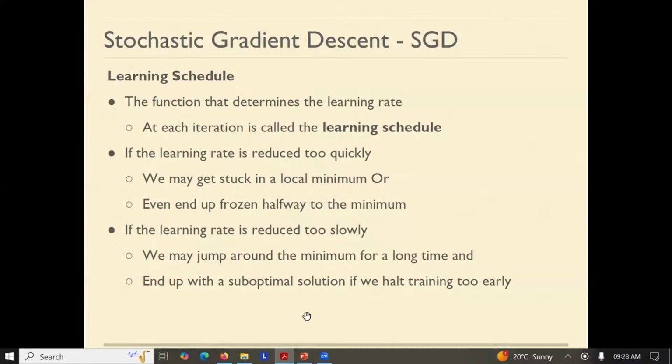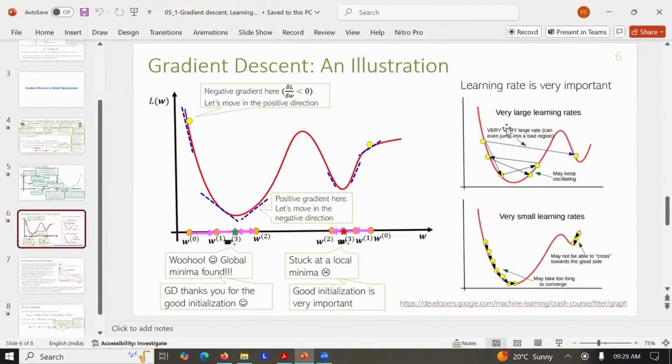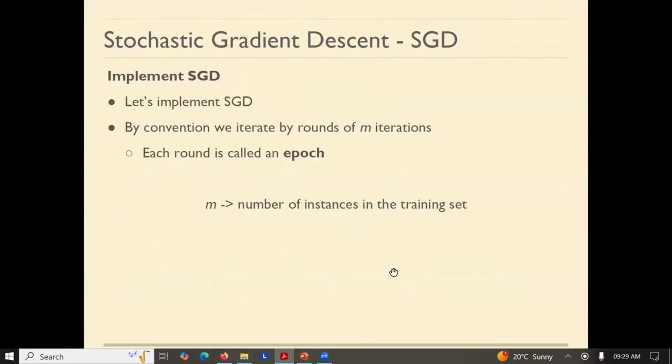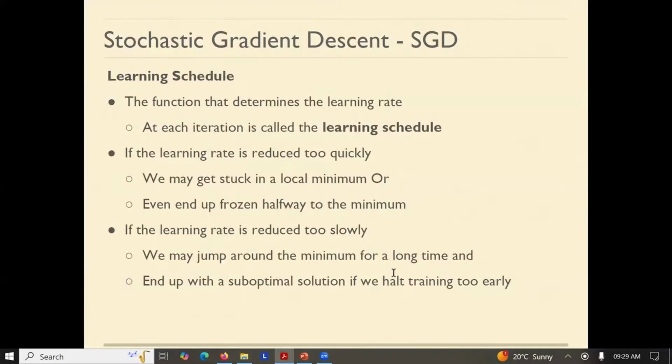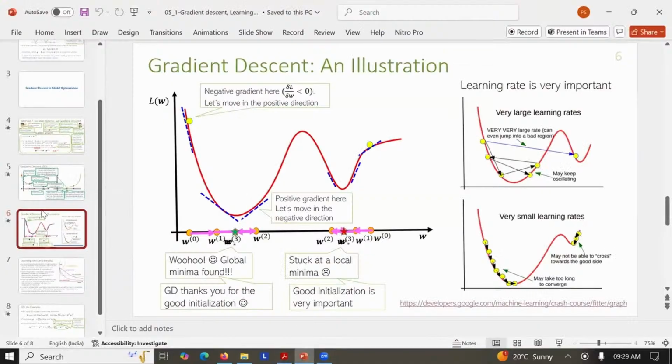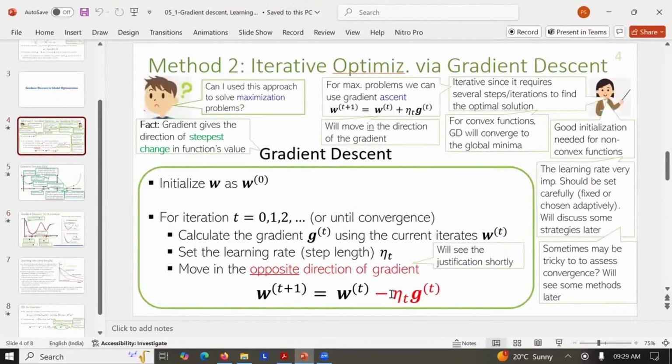So this part I have already discussed. We cannot take a very high value for the learning rate, and we cannot take a very small value of learning rate either. So then what we will do is use a learning schedule. Learning schedule means how we decide what the learning rate will be for the t-th iteration.